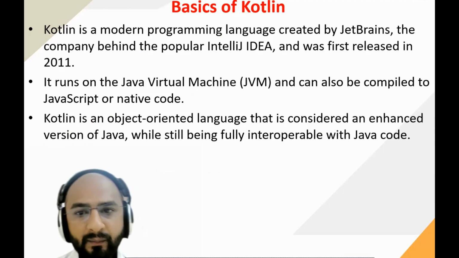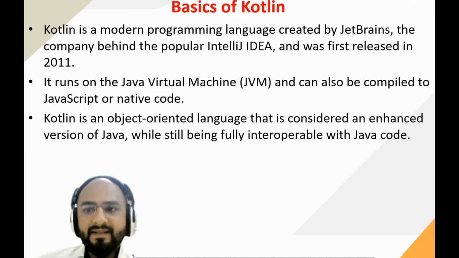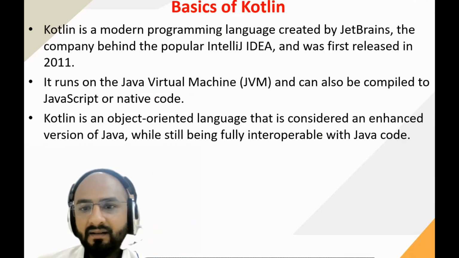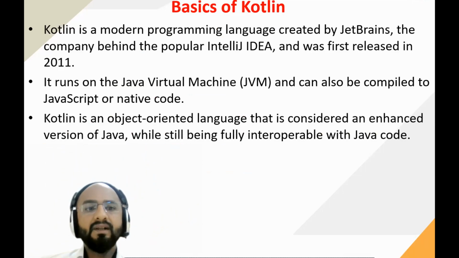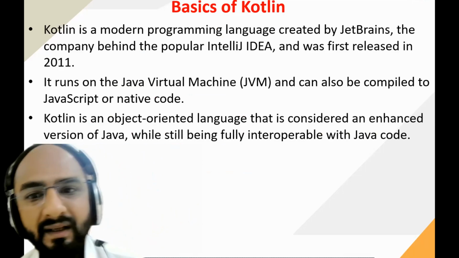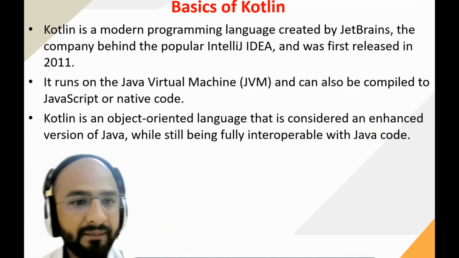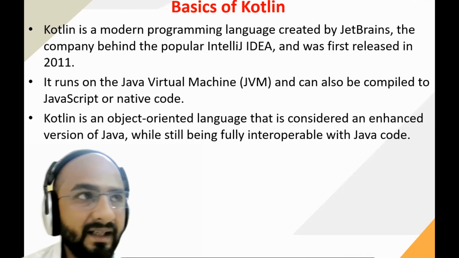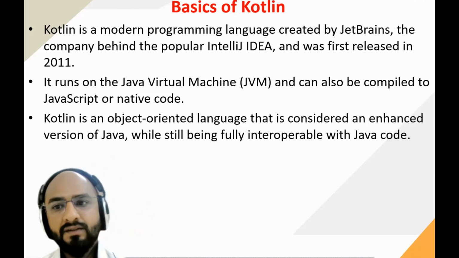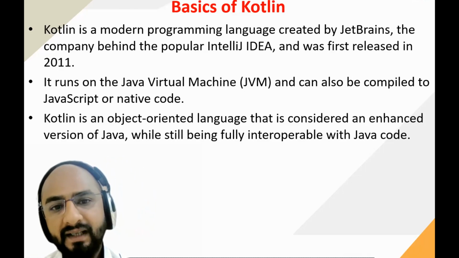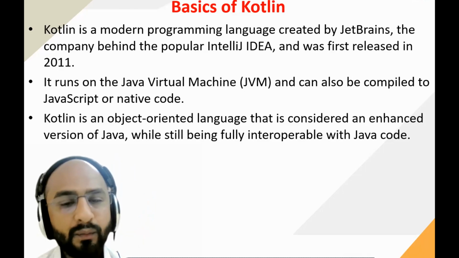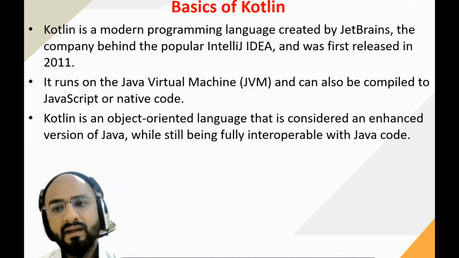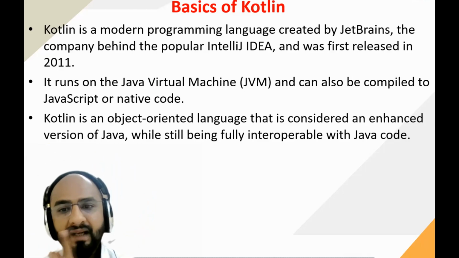Kotlin is a modern programming language created by JetBrains. This company is behind the popular IntelliJ IDEA and first released Kotlin in 2011. So Kotlin is a programming language created by the JetBrains company. This company provides the IDE named IntelliJ, and by using that IntelliJ IDE, you can create Kotlin applications. And it was first released in 2011.